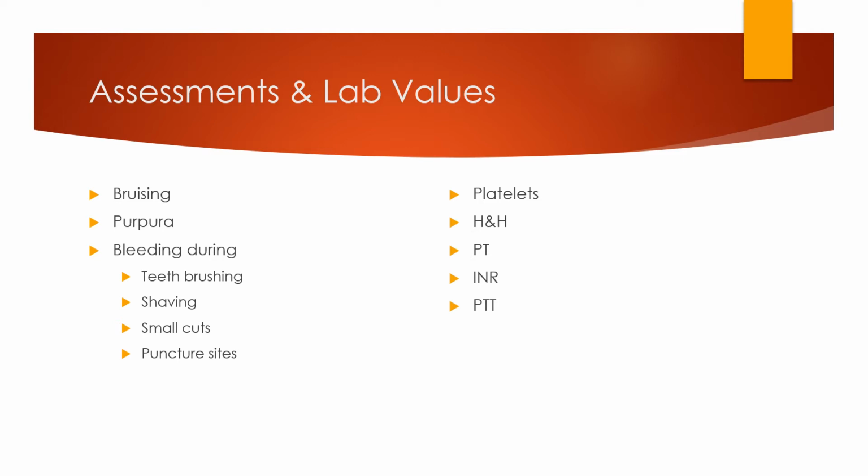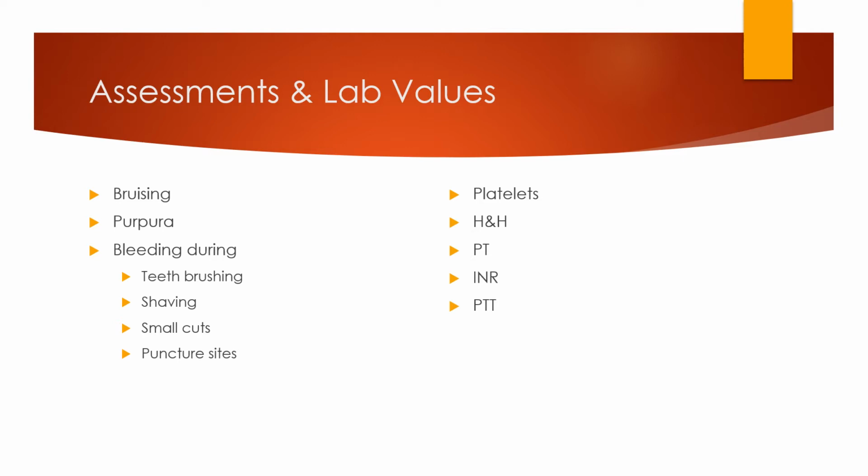When we're looking at our lab values, we're looking at platelets. Again, we're looking at the number of platelets. So in a patient who is experiencing thrombocytopenia, this is a low level of platelets, a low number of platelets, and this will affect a patient bleeding because they don't have the platelets to have the clotting ability, so they're going to continue to bleed.